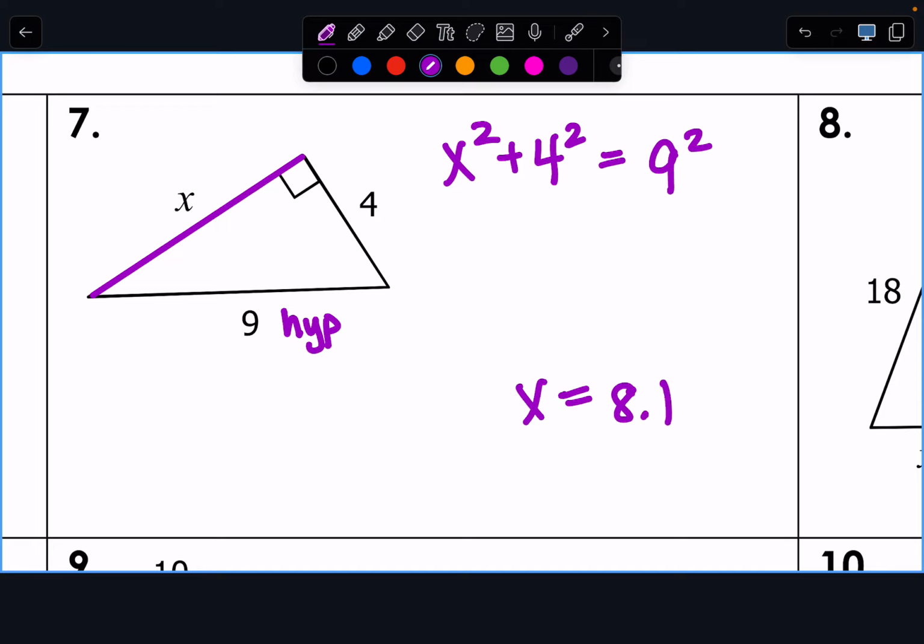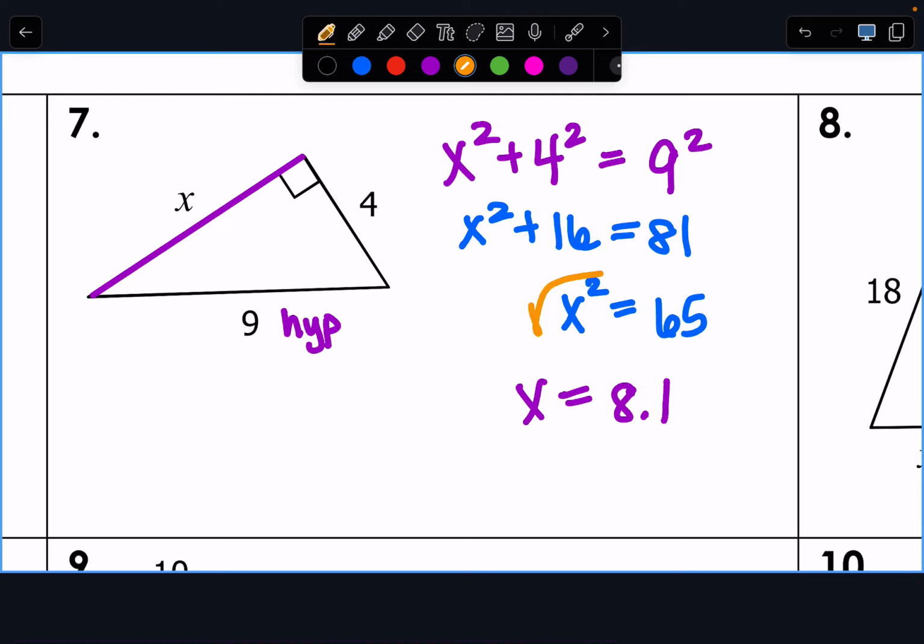8.1? So if it's 8.16, that means at the 100, that means at 1,000. Oh, you got 8.06, which gives us 8.1. Thank you. Now I understand what's happening. Because x squared plus 16 equals 81, when you subtracted 16 from 81, thank you. So when you take the square root, we get 8.1.